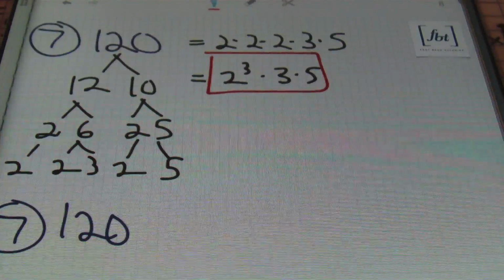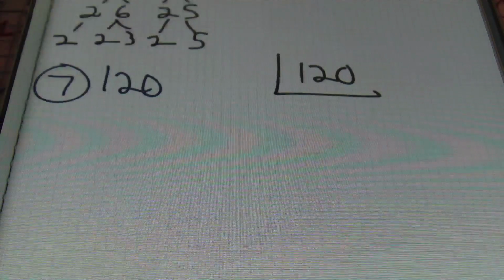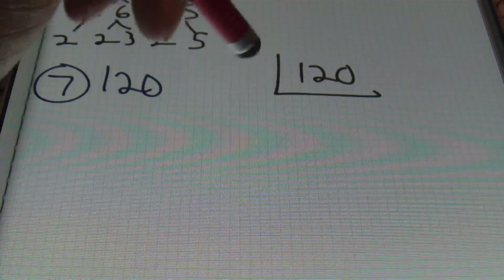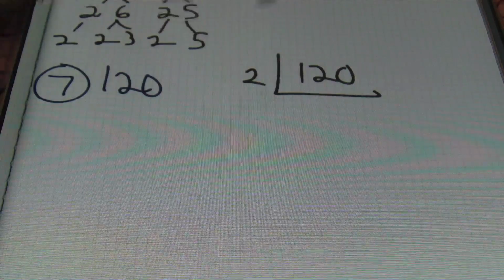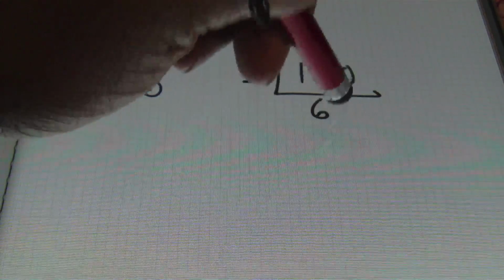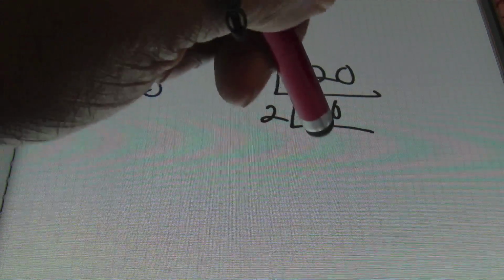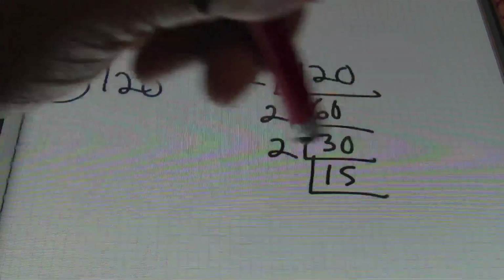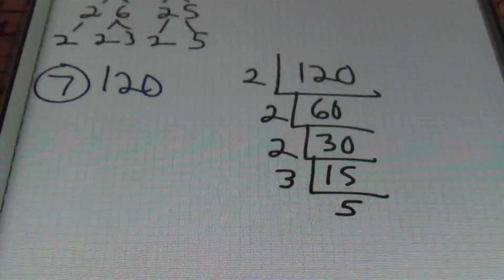All right, great. Problem number 7. Once again, upside down division method. So what I'm looking at here is the fact that if I have 120 and I'm looking for a prime number that'll go in there, I'm going to divide by 2. When I'm doing this method, I like the number 2. It's just easier. So 2 goes into 120 60 times. 2 goes into 60 30 times. 2 goes into 30 15 times. 3 goes into 15 5 times.